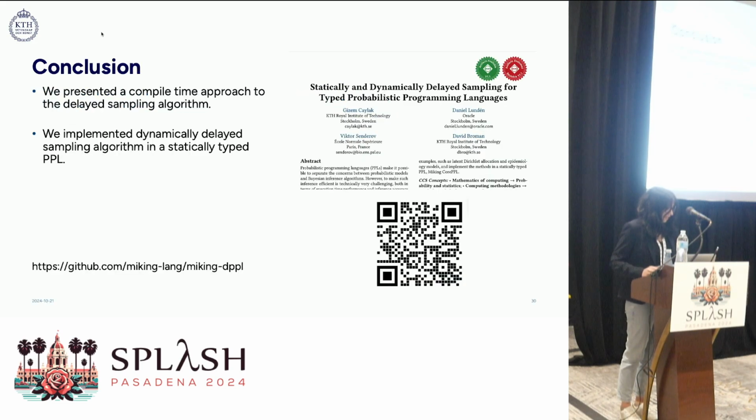So the conclusion is we presented a compile time approach for the delayed sampling algorithm, and we implemented this approach, along with the dynamic version, in a statically typed probabilistic programming language, and you can find the paper there. Also, we have a GitHub repo where you can always find the up-to-date version of these implementations. Thank you for listening.